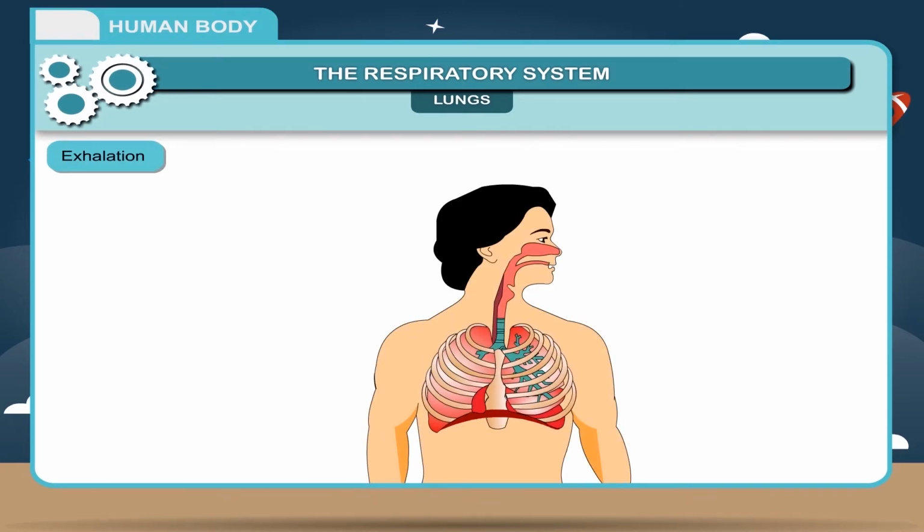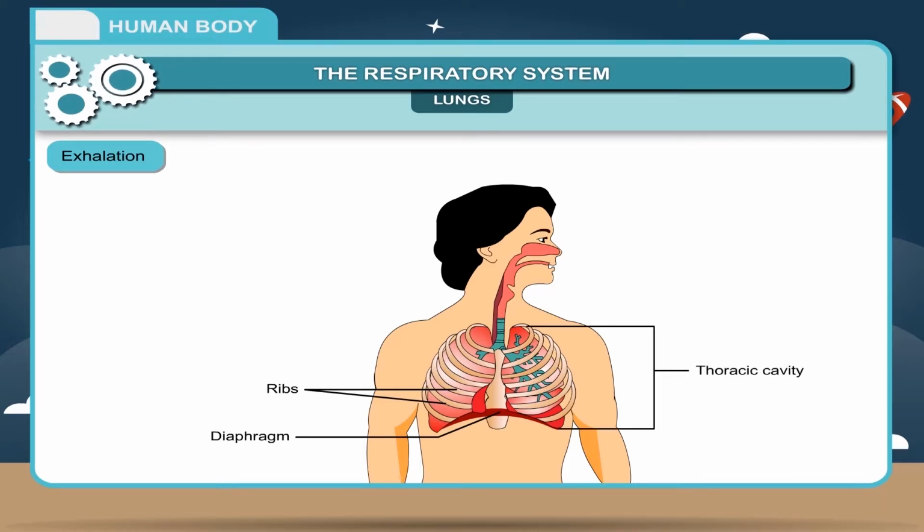Exhalation. During exhalation, the ribs move downwards and inwards and the diaphragm also moves up to return to its normal dome-shaped position. Thus, the size of the thoracic cavity and the lungs decreases and the air pressure increases. Thus, the air from the lungs is pushed out.